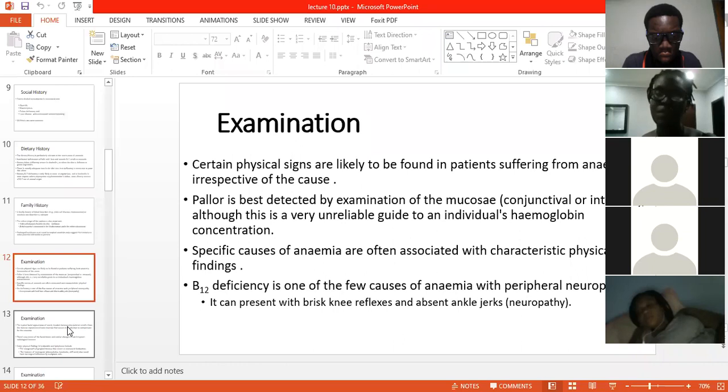Then there are certain specific types of anemia which give you characteristic signs. If the anemia is due to B12 deficiency, the patient will present with peripheral neuropathy, and this will present as an absent ankle jerk. So you have to take a look at these.